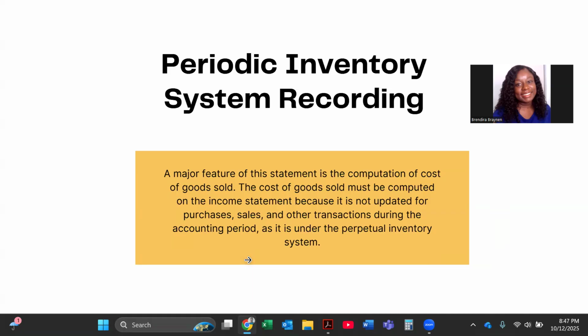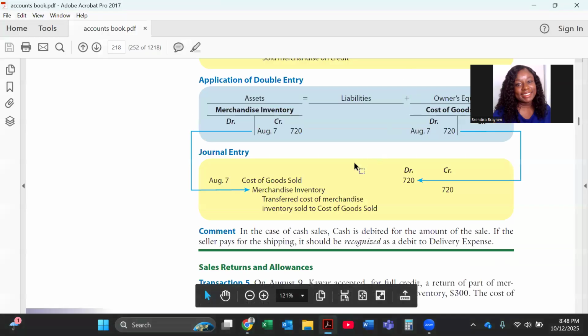So you need to understand that if they say it's a perpetual method, which we should know means that we're continuously updating inventory, versus periodic, where it's not updated every time. It's just updated at the end of a particular period of time. And so we're going to see what that looks like. But first, we're going to do a brief recap of the perpetual method.